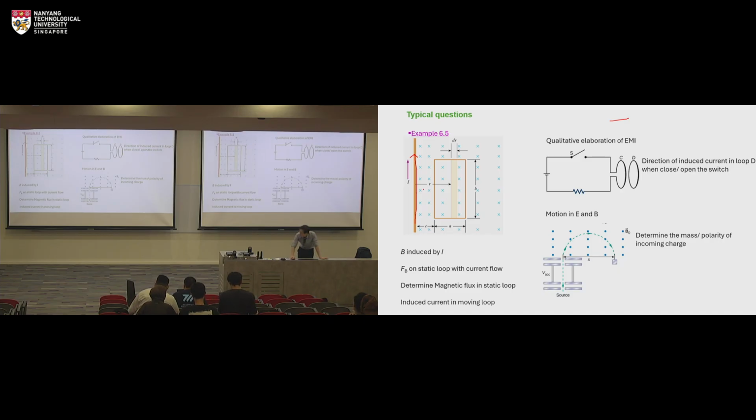So what happens here, of course, once you have this I, it will generate this B in all the space surrounding the wire, right? From this I to B. So how do you determine the magnitude? Using Ampere's law. How do you determine the direction? Using this right-hand rule.